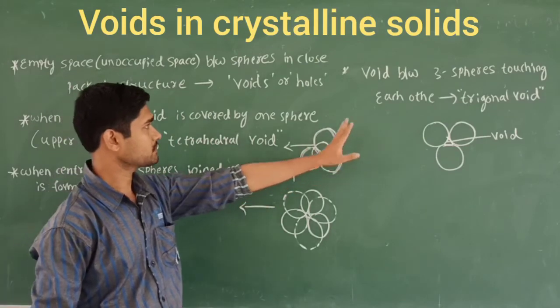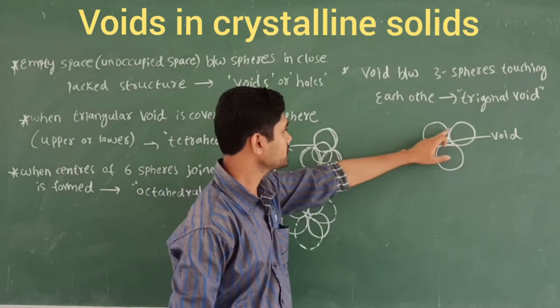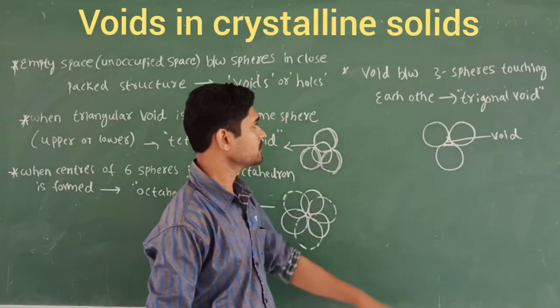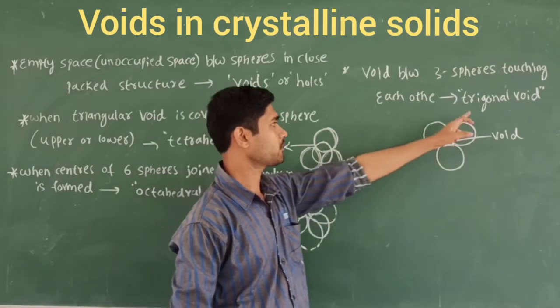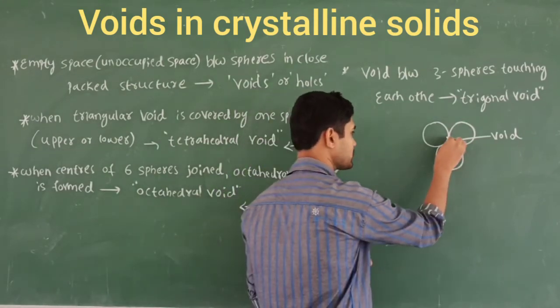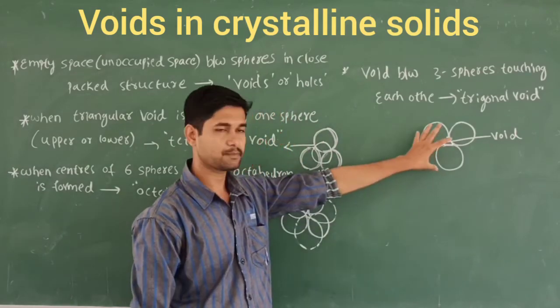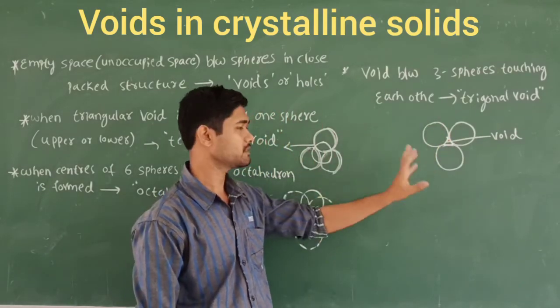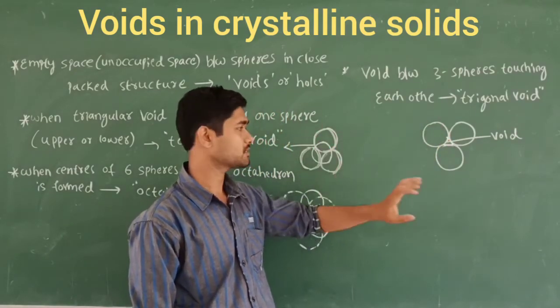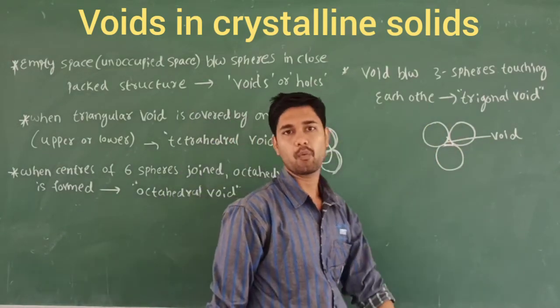So first you take this simple one. Void means the space between 3 spheres touching each other, that we are going to call the triangular void. So this name is called the triangular void. You can see this structure here. A small triangle is going to be formed here, and these 3 spheres which are touching each other form the void, that is going to be called the trigonal void.